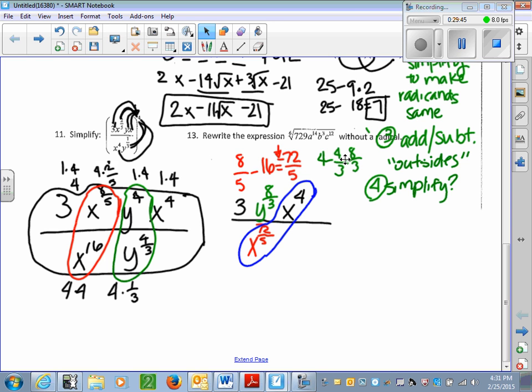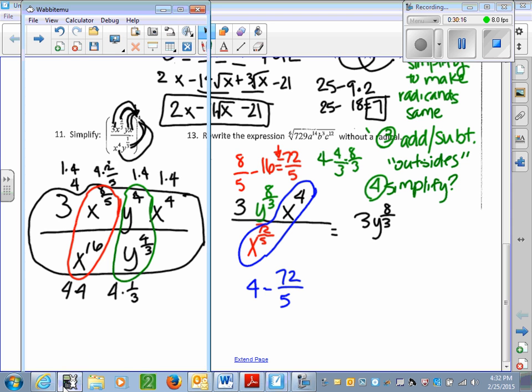Everything else I'm going to write down, my 3, my y to the 8/3. They're already all combined. There's no other y's and there's no other constants in this problem. So I'm going to write down 3 and my y to the 8/3. Those aren't going to change. But this x to the 4th and the 72/5, I need to combine those. So I'm dividing two variables, so I need to subtract their exponents. So I have a 4 minus 72/5.